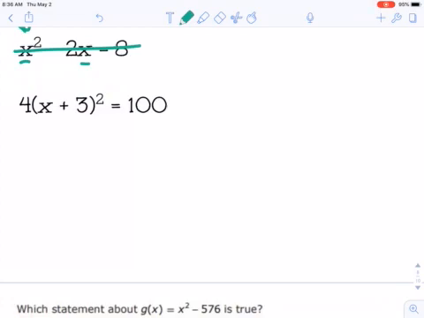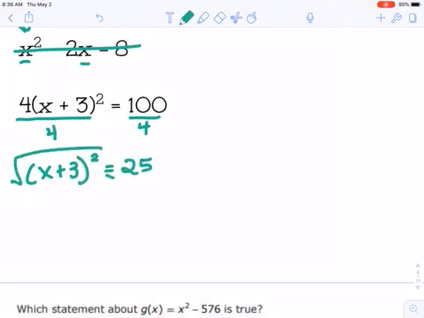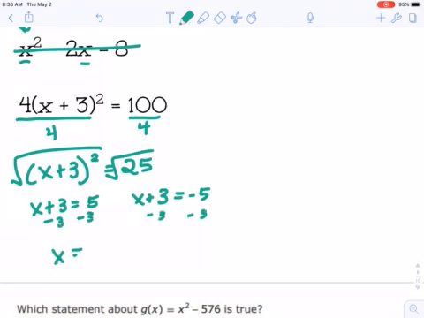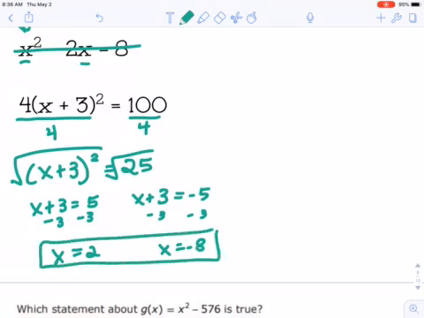So square roots is just working backwards. So I'm going to divide both sides by 4. So I get x plus 3 all squared equals 25. Then I want to take the square root of both sides. So x plus 3 equals 5 and x plus 3 equals negative 5. Then I move that 3 over. So x equals 2 and x equals negative 8. Now remember, I didn't get the same answers because I used a different problem completely.